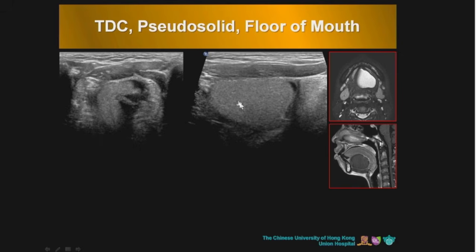Again, look at the appearance now. It is not anechoic, it is not thin-walled, it doesn't have that classic posterior enhancement that we talk about for cysts elsewhere in the body.